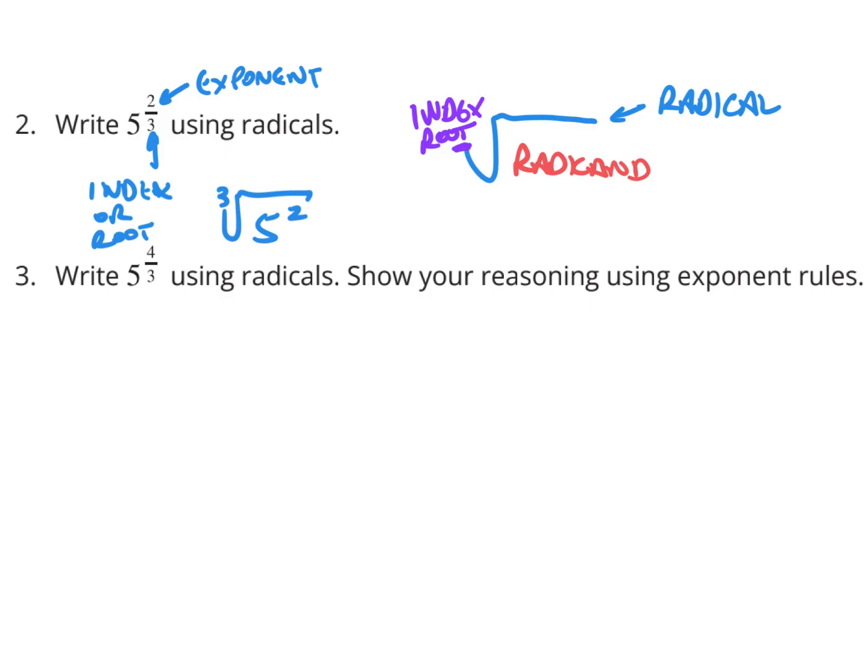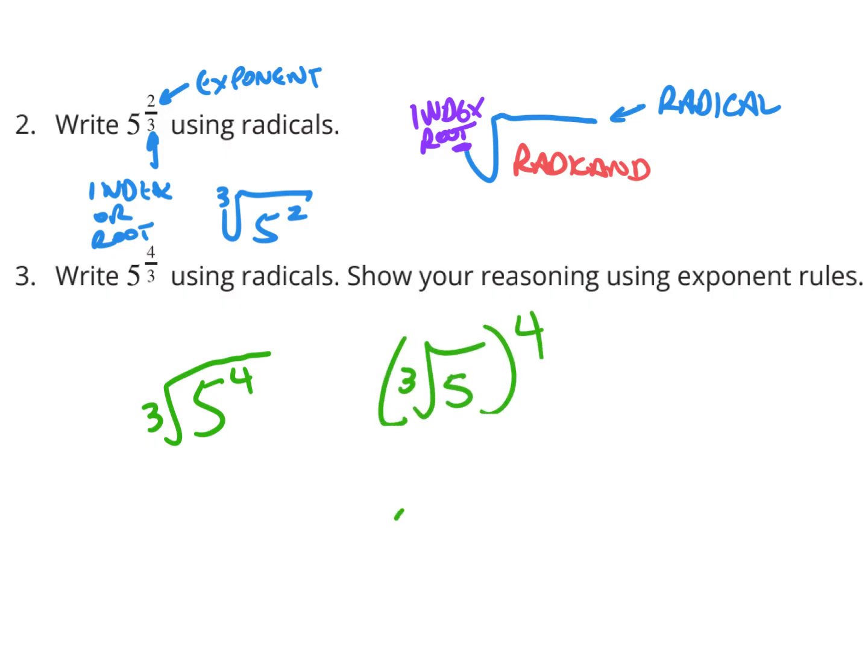Okay, so looking at number 3, write 5 to the 4/3 using radicals. If 4 is my exponent and I take it to the 3rd power, I can also write the cube root of 5 to the 4th power. I can write 5 to the 4th power, the cube root, which is just like what I wrote the first time. So when it comes to exponents, you can separate them and switch the order, and you get the same thing. When adding and multiplying, you can switch the order of what you're adding and multiplying.